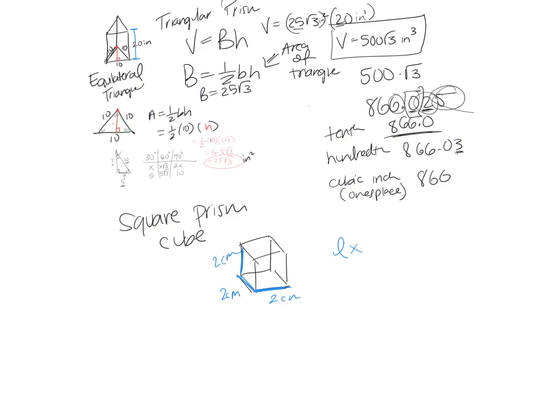So we could do length times width times height, but the length, the width, and height are all the same. So a lot of times you'll see variables being used. S times S times S, S to the third. So the volume of a cube is the length of a side to the third power. So here the volume would be 2 to the third, which is 8 cubic centimeters.